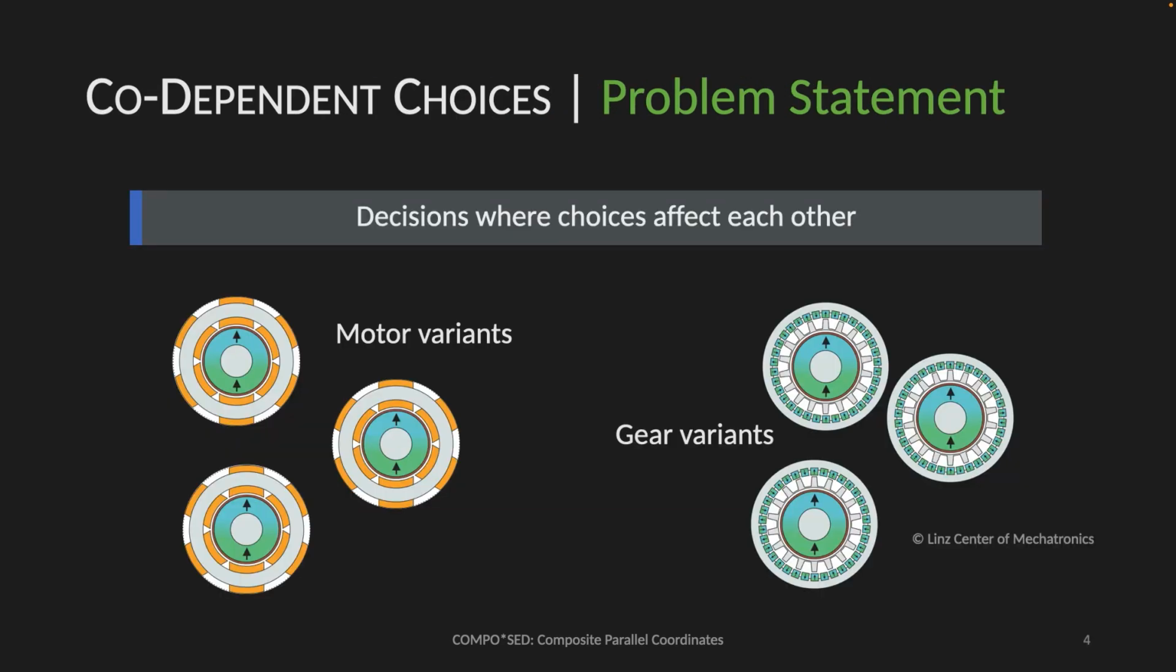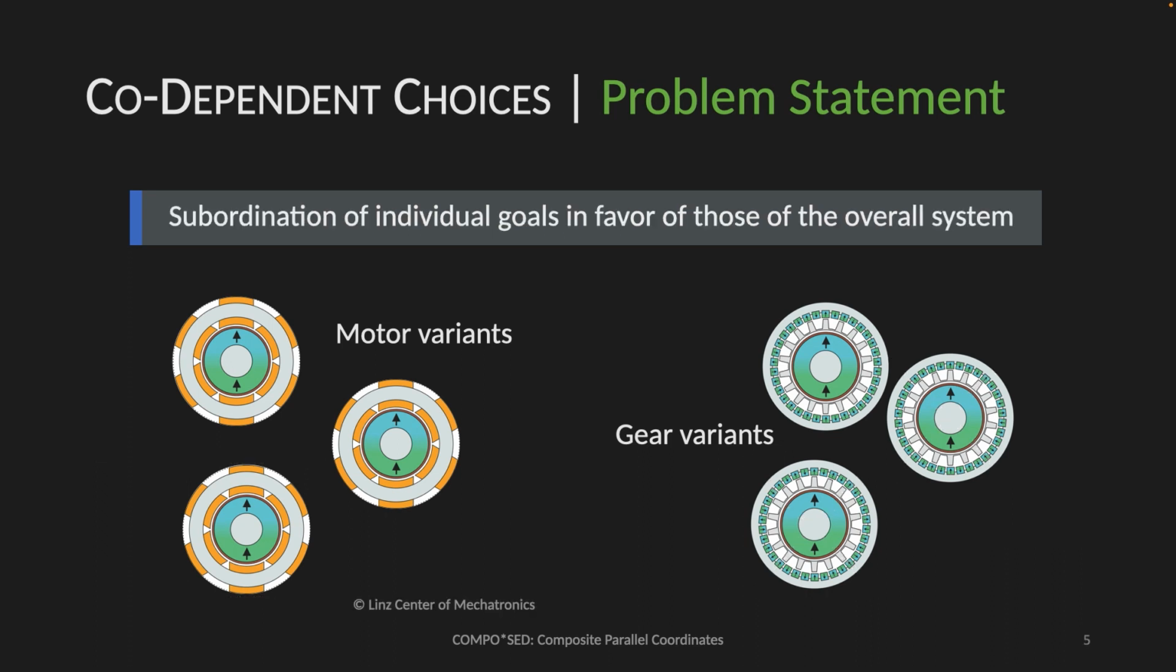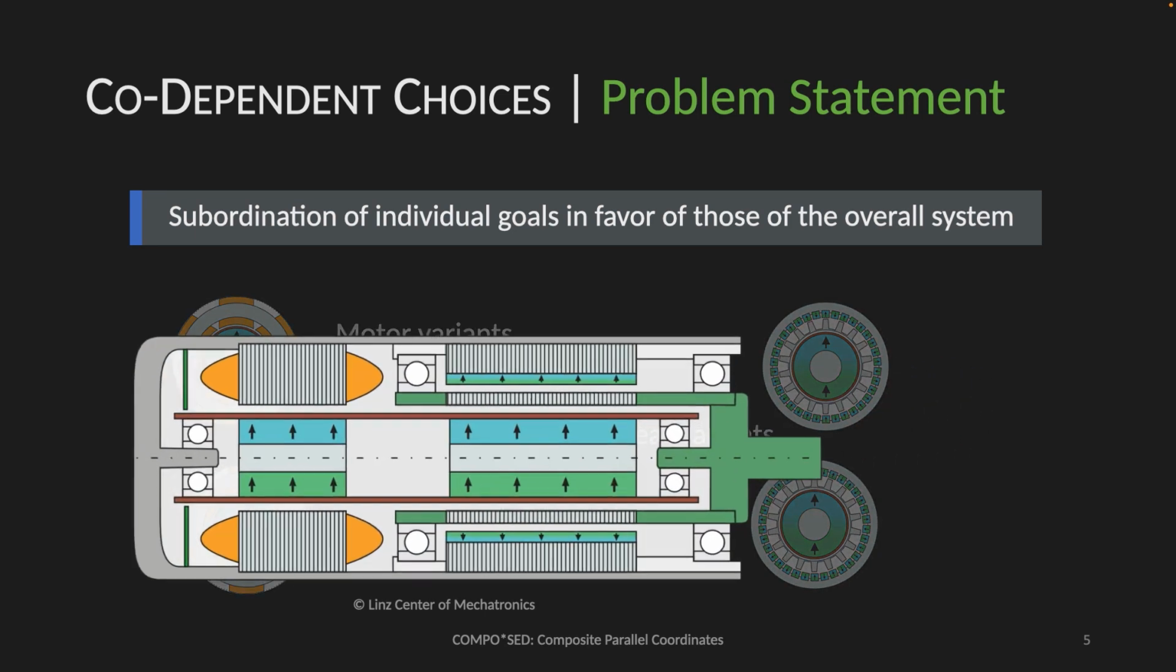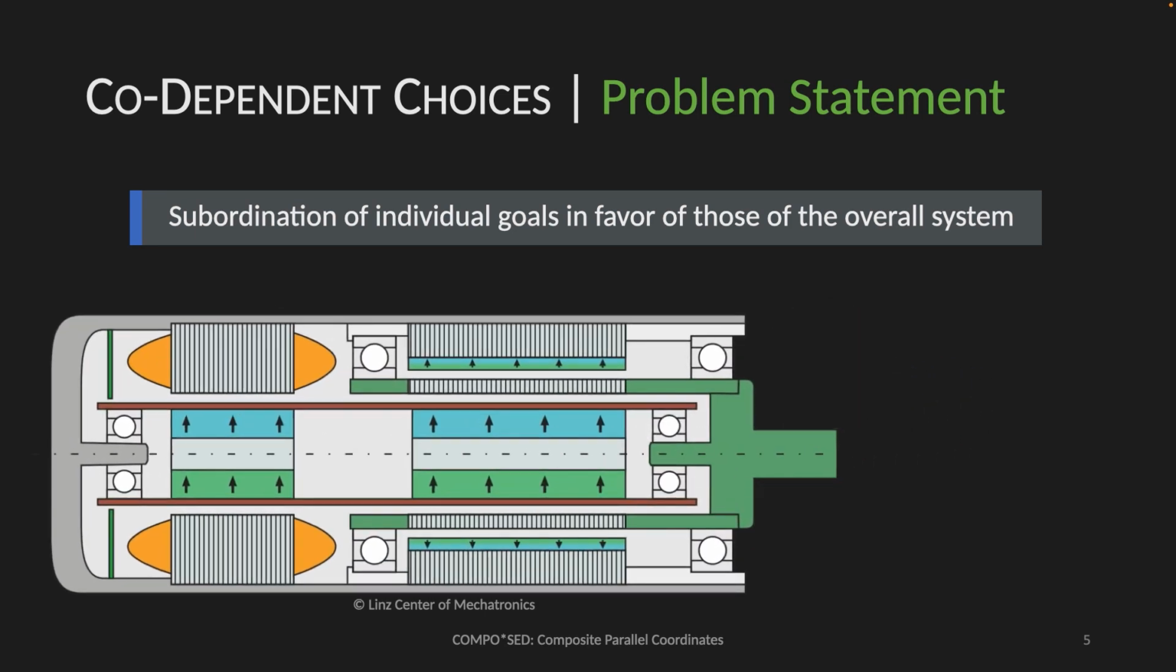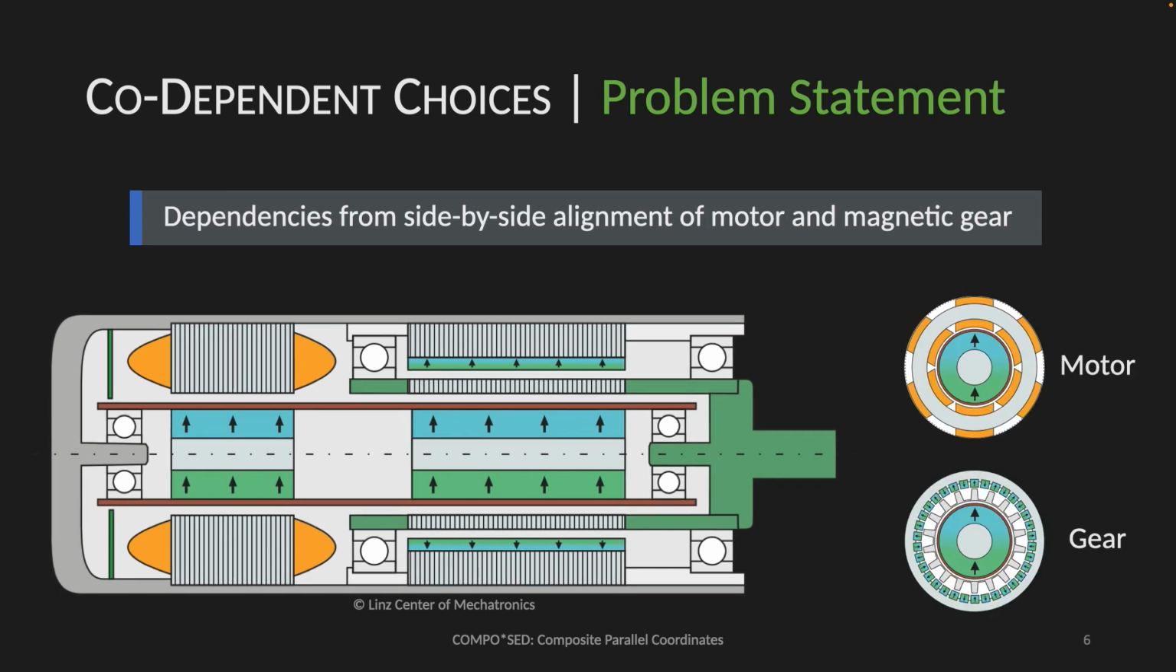As an example, let's consider a motor that needs at least a gear to transmit the generated power to where it's needed. So, deciding for a motor design rules out gear variants due to missing interoperability. And the superiority of a motor design depends on its interplay with the gear. Thus, the performance can only be judged with both items together. These mutual dependencies significantly intensify the decision-making process.